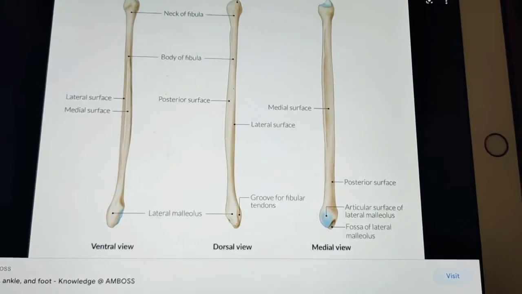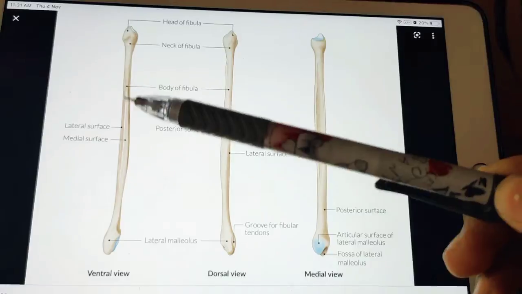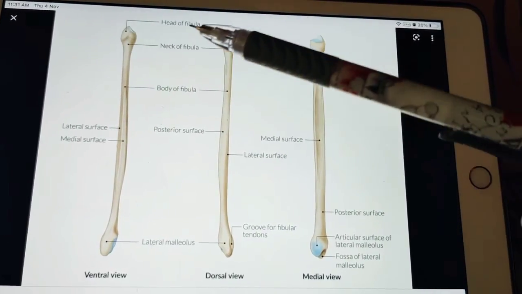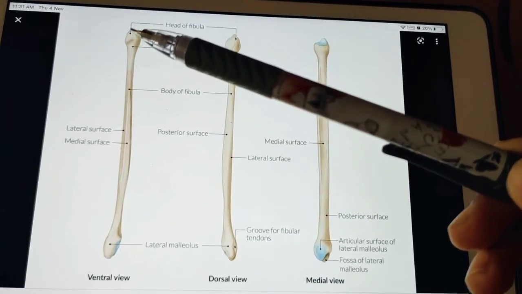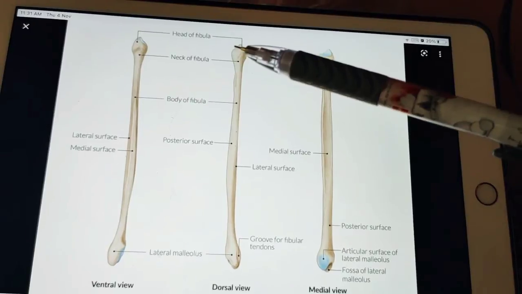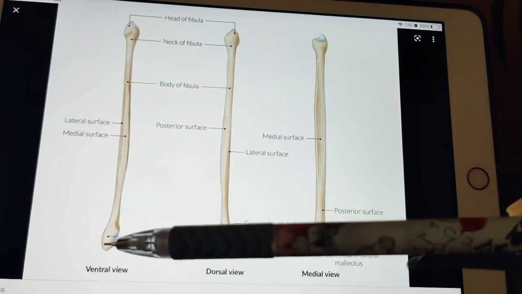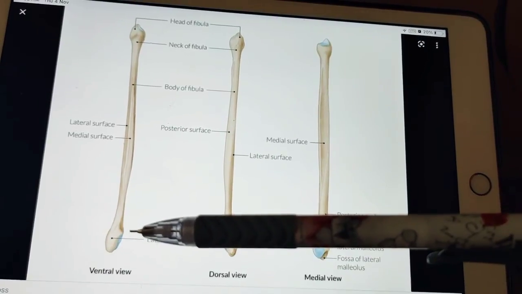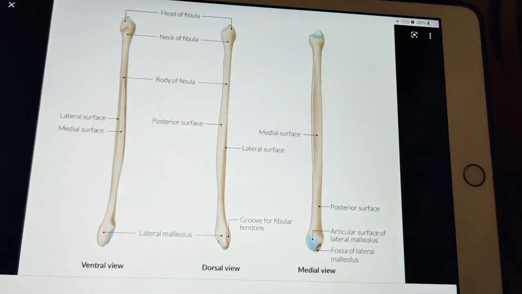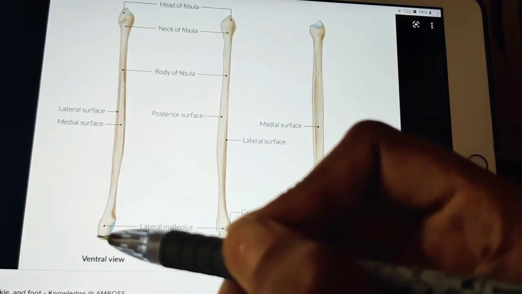Now let us understand the side determination. This bone is also divided into upper end, shaft and lower end. If you see the upper end or the head, you can see this mentioned, head of the fibula. The upper end or head is slightly expanded in all directions, and the lower end or lateral malleolus is expanded anteroposteriorly and flattened from side to side.